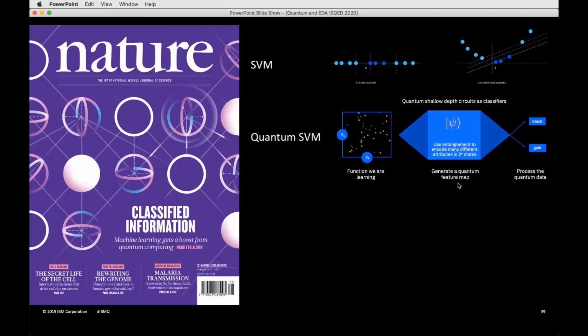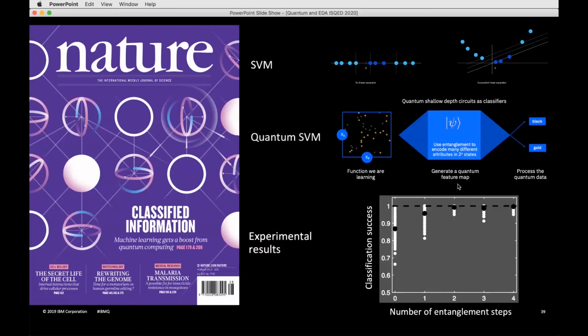Create a quantum feature map that describes this entire state space here, and build a predictor that can really quickly, in a couple of iterations here, in 5 entanglement steps, narrow down and identify very accurately what is a blue dot and what is a golden dot here.